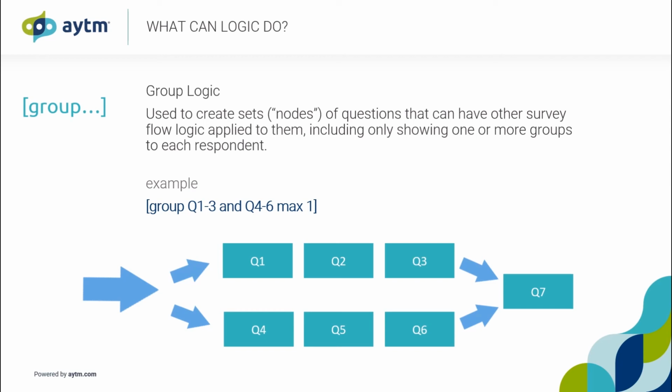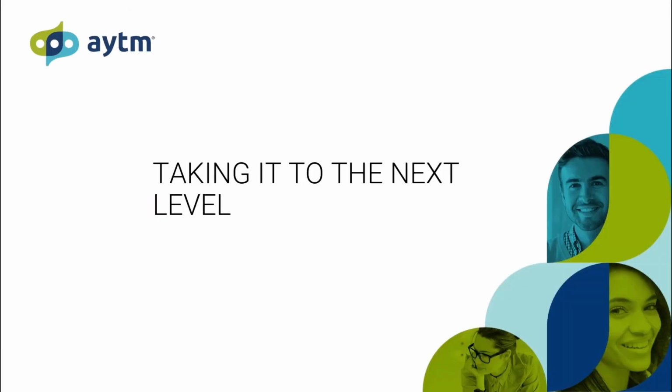This is great for certain kinds of concept testing where you want random assignment to one or more sets of questions about a product or label or something similar. Okay, we've covered some of the basic survey flow operations so that you know what logic can do for you. And using skip, show hide, piping, and group logic is likely to satisfy the majority of your needs, but what if you want to build something more complex?